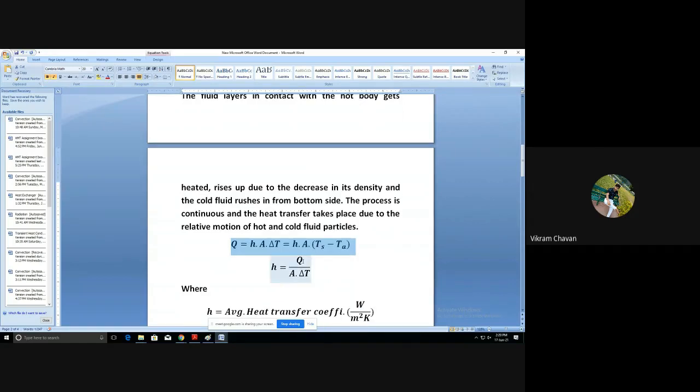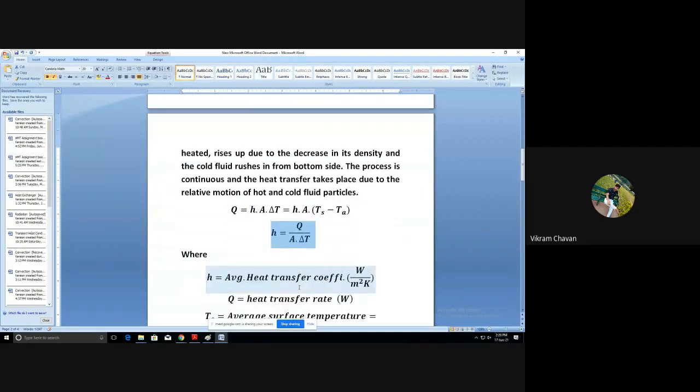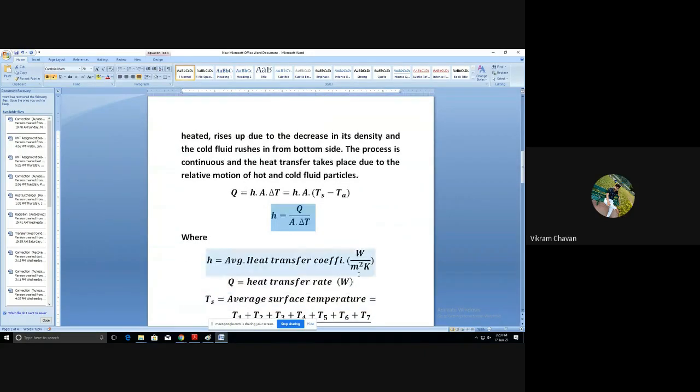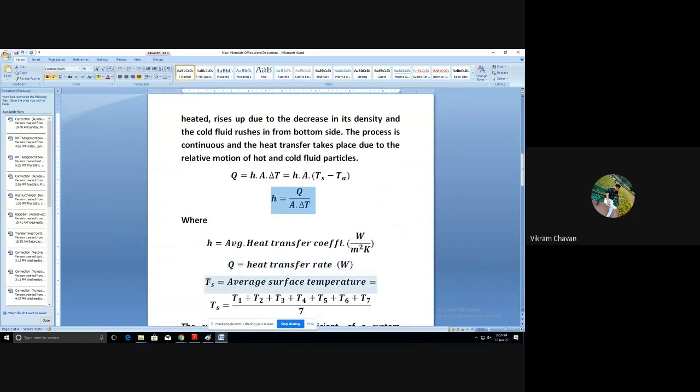We can also formulate this for the heat transfer coefficient as h = Q / (A × ΔT), where h is the average heat transfer coefficient, and its unit is watt per meter square Kelvin. Then Q is the heat transfer rate, in watts.